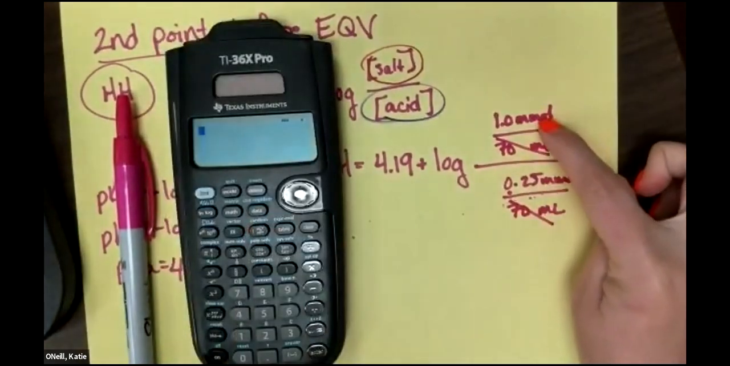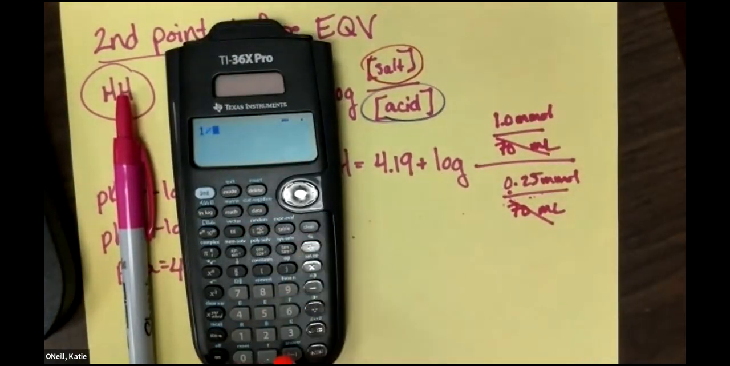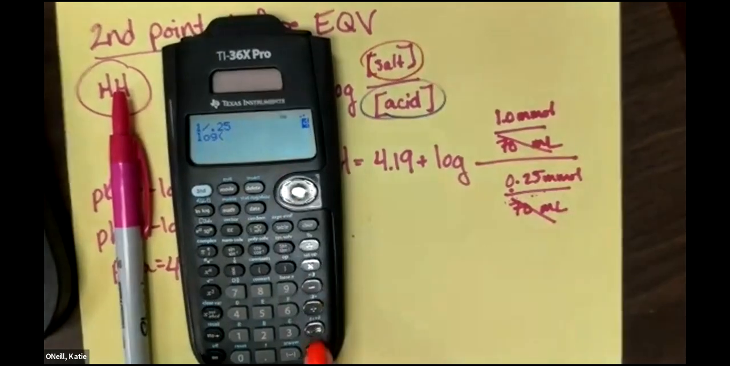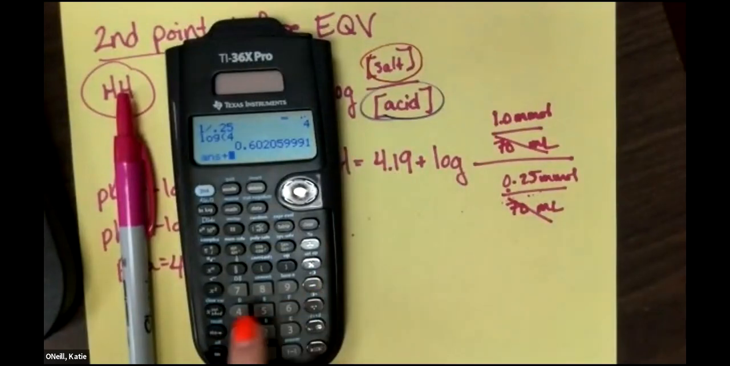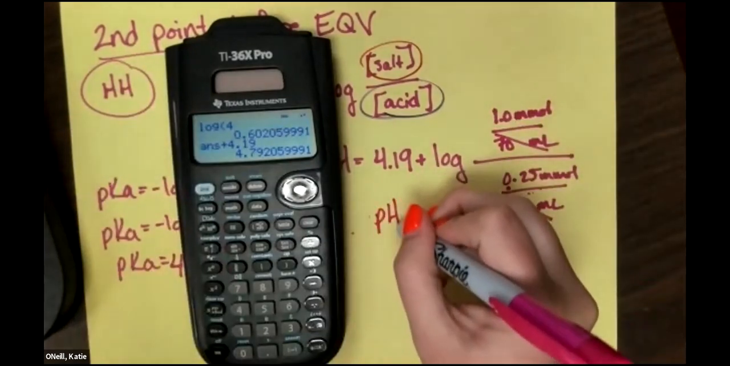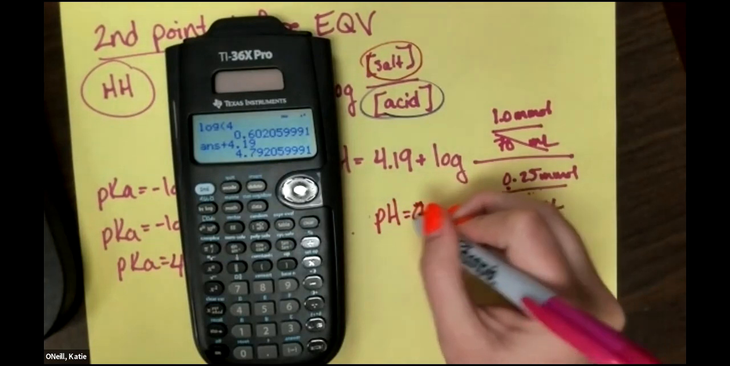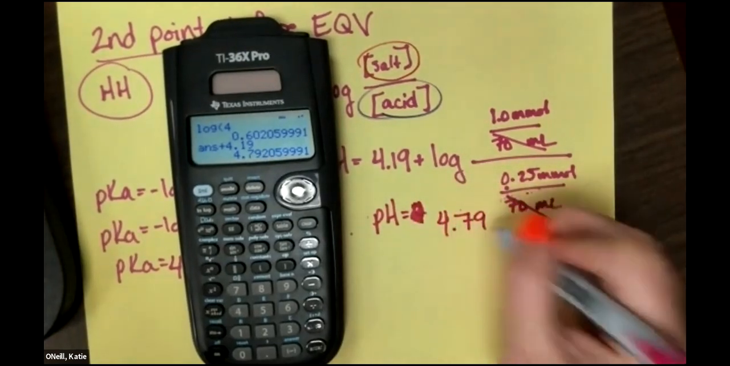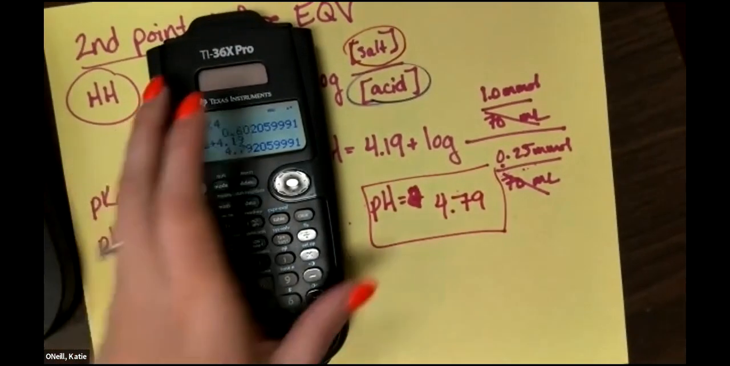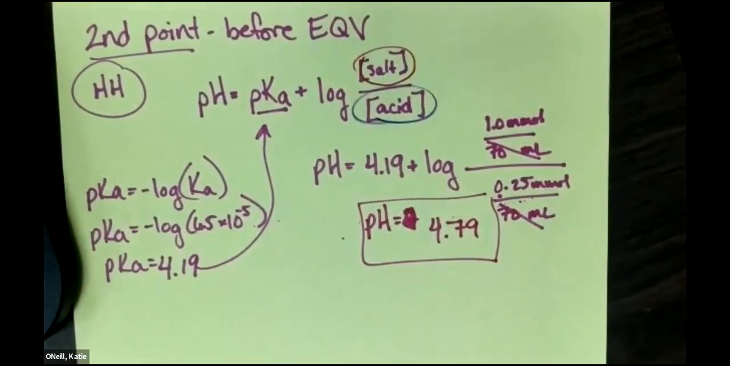All right, so now I'm going to do 1 divided by the 0.25. And I want to do the log of that, log of 4. So I got 0.602 and so on. Now I want to add the 4.19. And so I get a final pH of 4.79. So remember, I started at around 2. Now I'm up to about 4.5, 5. pH is increasing as I'm adding more base. Any questions on point 2?